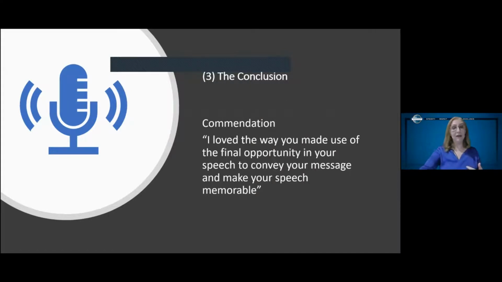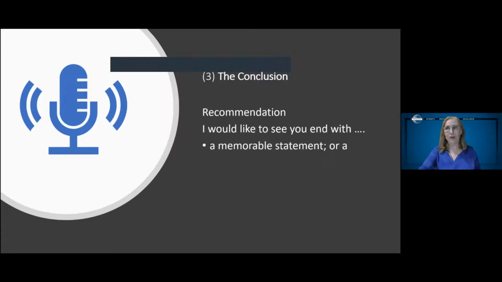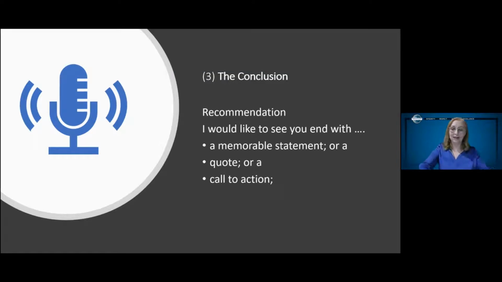If I feel that the conclusion was not powerful enough, there was no wow moment, I will give a recommendation. I would like to see you end with a memorable statement, a quote, or a call to action. So those are some of the things that you can consider for your recommendations if the conclusion did not quite hit the mark.